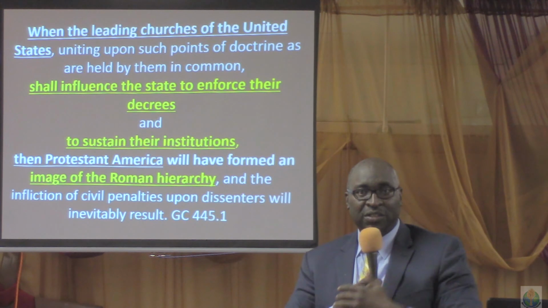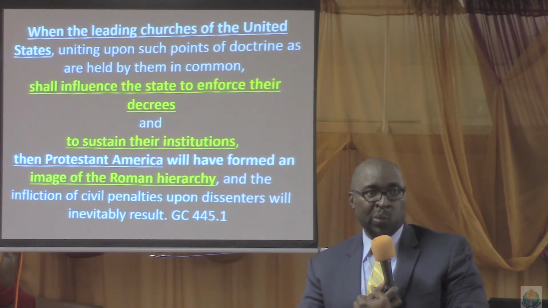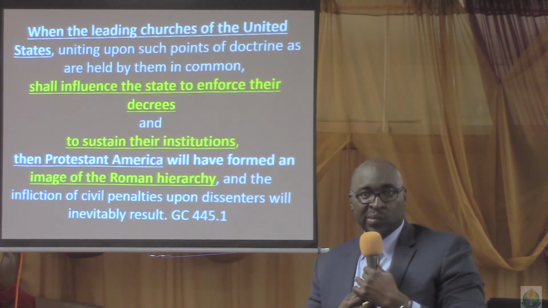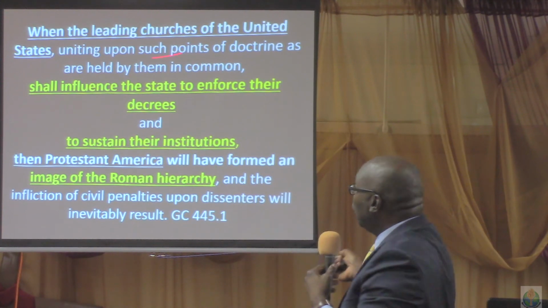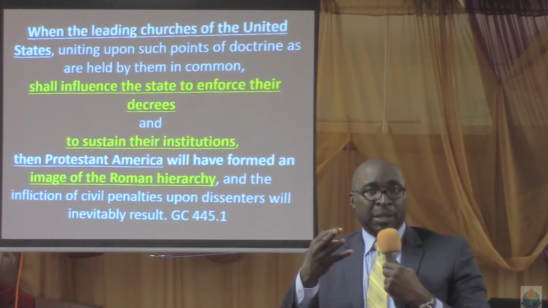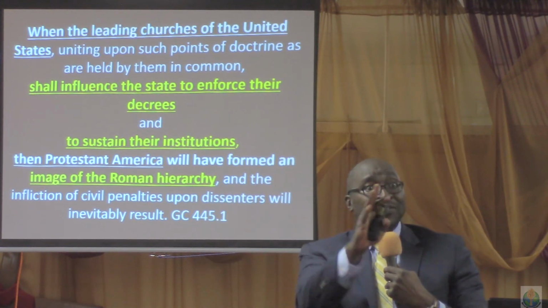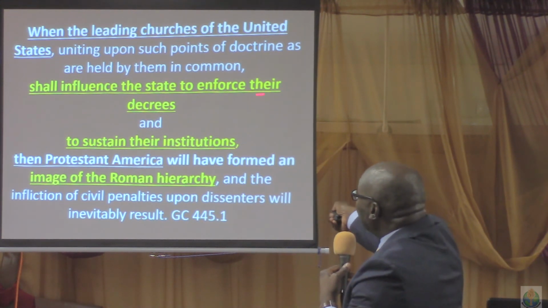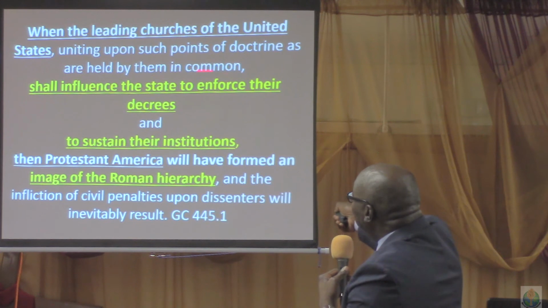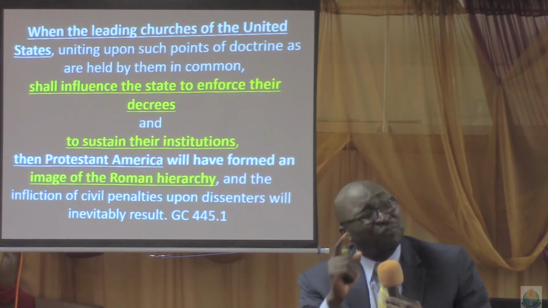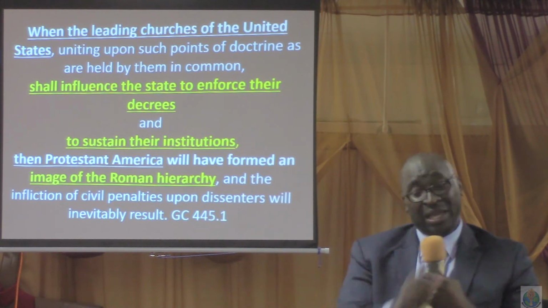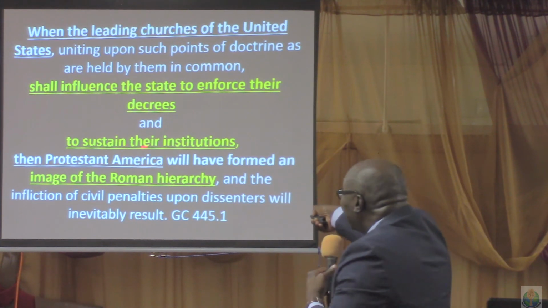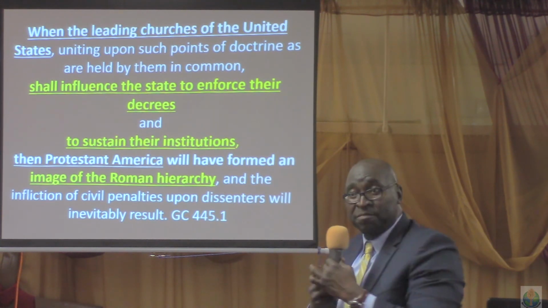So how is the image of the beast going to be formed? First, all the churches have to come to agreement on the doctrine. But after they come to the agreement, what will be the effect? They first must have the state to enforce their decrees. Listen carefully, friends. And second, to sustain their institutions.